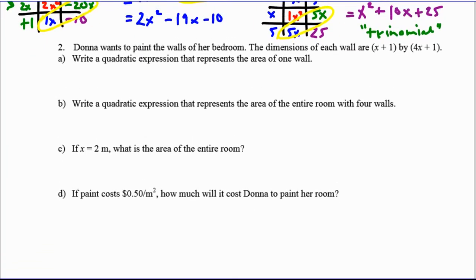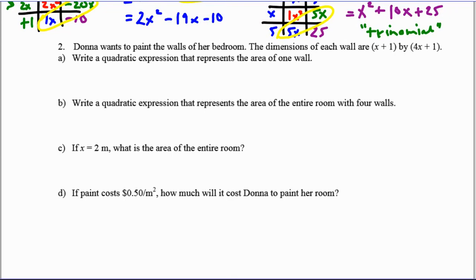And we have one example to talk about. Donna wants to paint the walls of her bedroom. The dimensions of her wall are given as, let's say that's the base of the wall and that's the height of the wall. Write a quadratic expression that represents the area. Well, this is what we're going to see when we want to do this. So when we want a quadratic expression that represents one wall, then 4 walls.